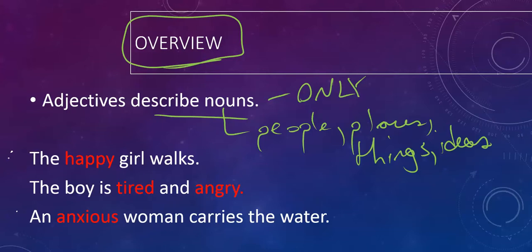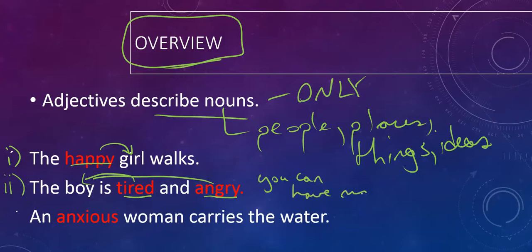In the following sentences, we've got some adjectives. Example 1. The happy girl walks. Happy is an adjective. It describes girl, telling us more information about her. The boy is tired and angry. Tired and angry both describe boy. Remember this, you can have more than one adjective. Three, an anxious woman carries the water. Anxious is describing the noun woman.